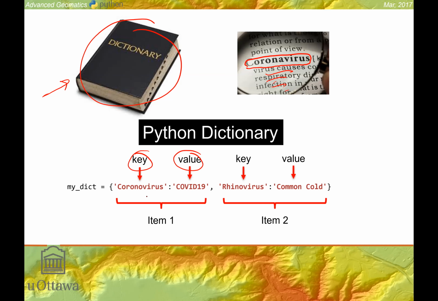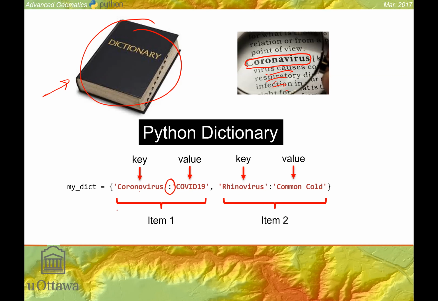So here, for example, in this dictionary, in the first item, I have coronavirus as the key and the disease COVID-19 as the value. Then I have another item that has a key and a value. The key is rhinovirus and the value is common cold. Although a coronavirus could also cause the common cold. This is just how it's organized here. So we have 2 items in this dictionary, and items are separated into key value pairs by the colon.